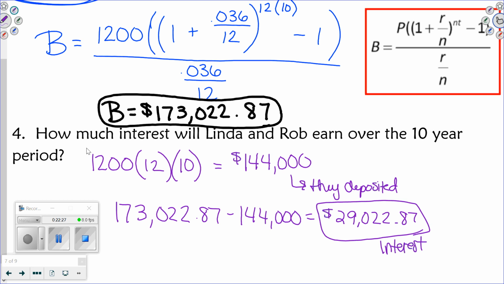Just stop and think how much they're putting in. I said they put in $1,200 every month, right? So $1,200 every month for 10 years. So how many months is in that? And then for 10 years. So if I had said they'd put it in weekly, you would do 1,200 times 52 times 10.